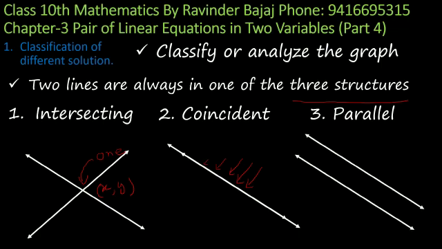And next is parallel lines. Parallel lines will never meet one another. So it means there is no point of contact. So there is no solution for parallel lines. Let's continue.